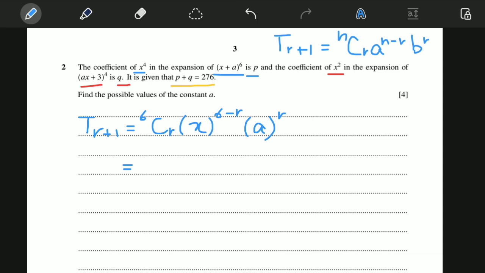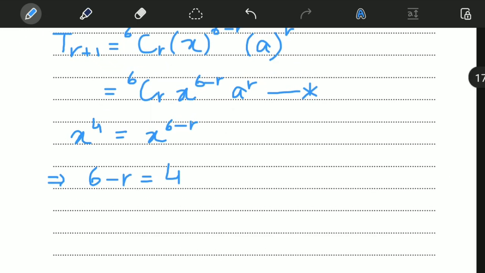Okay, first let's just open these brackets, and now equate the x power 4 to the x power in this equation that we get. x is power 6 minus r, so that implies that 6 minus r is equal to 4, or 4 equals 6 minus r, and r is equal to 6 minus 4, that is 2.